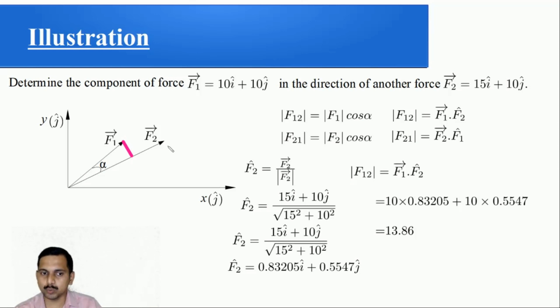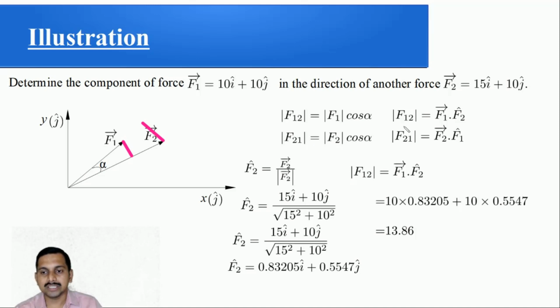Whereas if I say F21, I have to drop a perpendicular from this force to another point over here. Now this is perpendicular to this line. This is perpendicular, and this distance gives me F21.